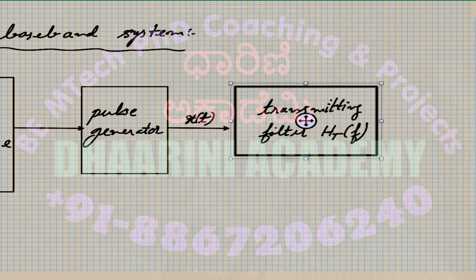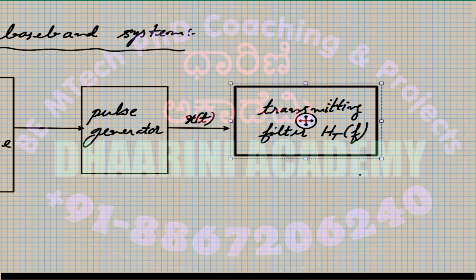Let's assume X of t comes as input. You perform the required modulation and convert the low frequency signal into a high frequency signal using a filter. That transformation will be carried out according to the requirement. It may be ASK, FSK, PSK, or even MSK. There are many other methods, right? So anything you can use.